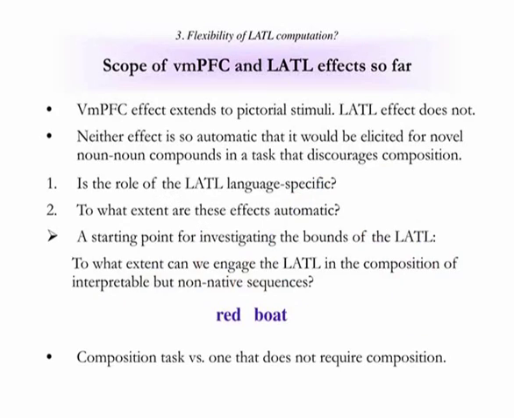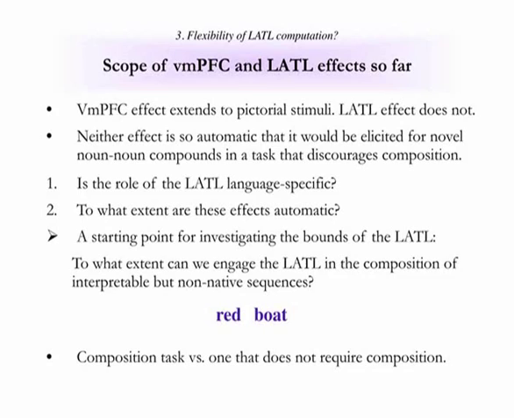So now, on the basis of those findings, we have two questions. One is whether the role of the left ATL is language specific, or in some sense more language specific than the other effect. And secondly, to what extent these effects are actually automatic, since we seem to have figured out one context where it wasn't automatic. So here's our starting point for investigating the bounds of the left ATL effect, and I will now be focusing just on the left ATL. We've asked to what extent we can engage this left ATL effect in the composition of interpretable but non-native sequences. Basically we're taking the original red boat materials and creating the reverse word order.